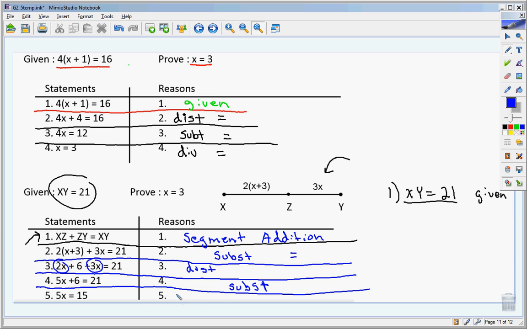It's subtraction. And it did cut off a statement. They wanted me to prove that x equals 3. What would be the reason? Division.